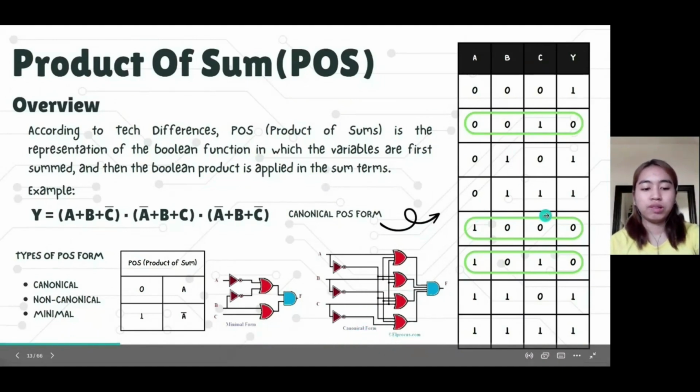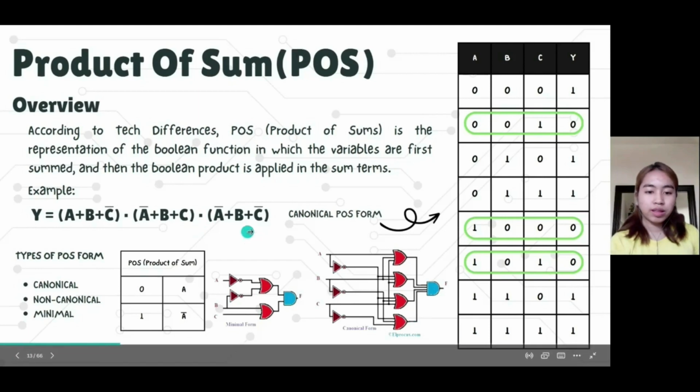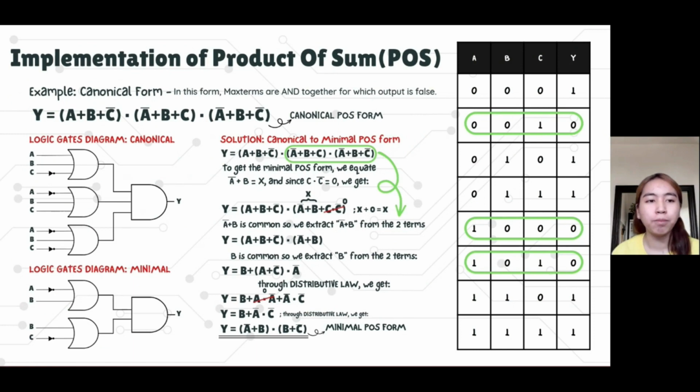So this truth table is an example for the implementation of product of sum or POS form with an expression of y is equal to the product of a plus b plus c complement multiplied to the sum of a complement plus b plus c multiplied to the sum of a complement plus b plus c complement. So this equation is considered as the canonical POS form. So here is an example of an implementation of product of sum form.